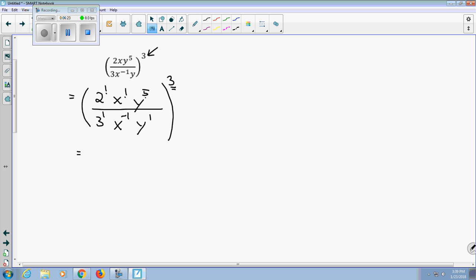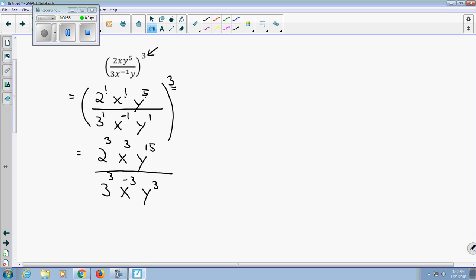So I'll have 2 to the 1 times 3, which is just 3. We'll also have x to the power of 3. But now we have y to the 3 times 5, which is 15. All right, I'll divide by, okay, now we have 3 to the power of 3. We're going to have x to the, okay, negative 1 times 3 is negative 3. And then we have y to the power of 3. And this is what we have to simplify.